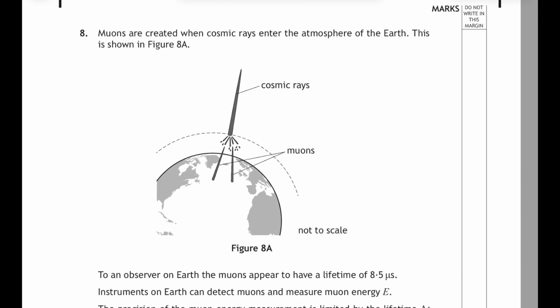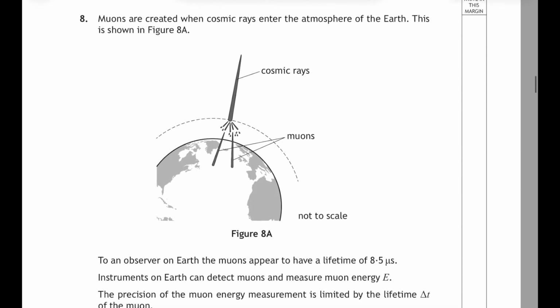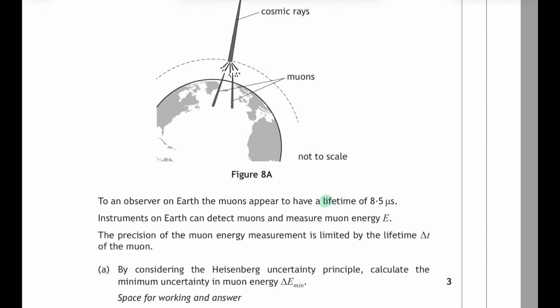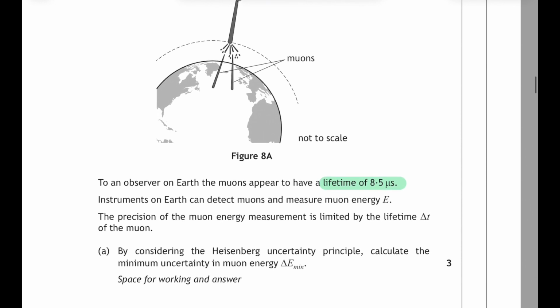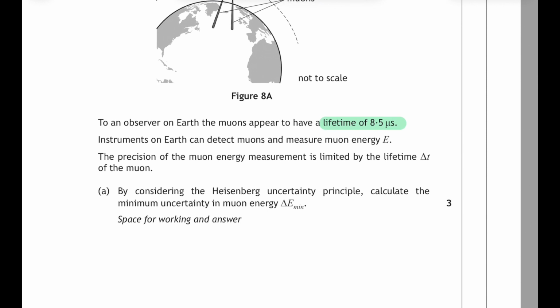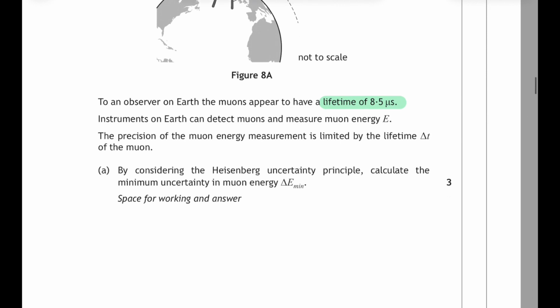So, muons are created when cosmic rays enter the atmosphere of the Earth, and this is shown in figure 8a, and to an observer on the Earth the muons appear to have a lifetime of 8.5 microseconds. Instruments on the Earth can detect muons and measure the muon energy E. The precision of the muon energy measurement is limited by the lifetime delta T of the muon. By considering the Heisenberg uncertainty principle, calculate the minimum uncertainty in the muon energy, delta E min.